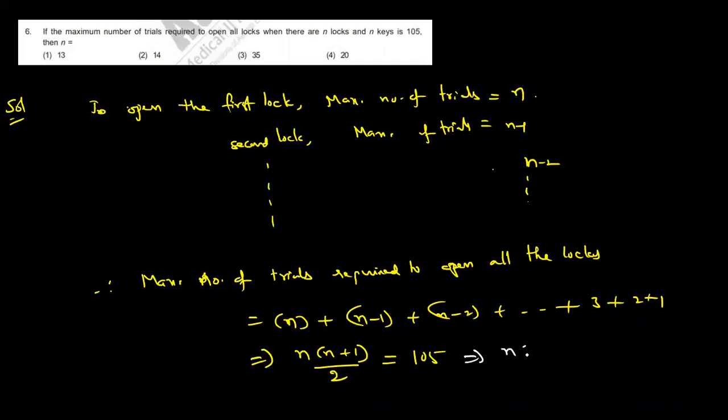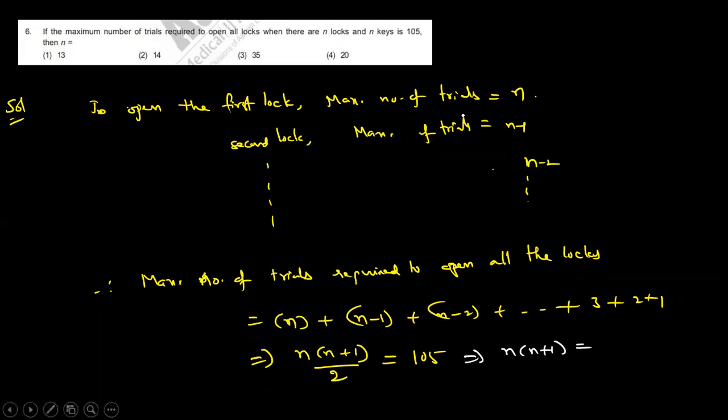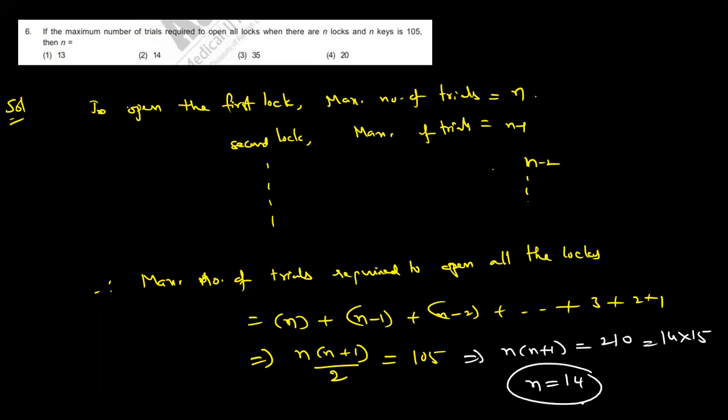n into (n plus 1) looks like a product of two consecutive numbers. 105 into 2 is how much? 210. 210 means the product of two numbers, 14 into 15. So n can be 14. How many locks and how many keys are there here? There are 14 locks and 14 keys. So n should be 14. This is the question.